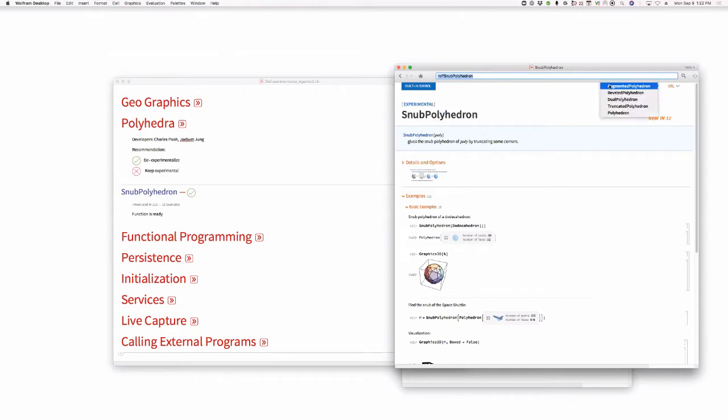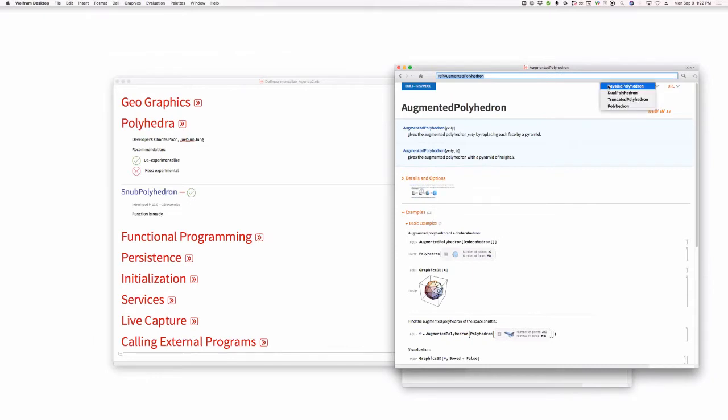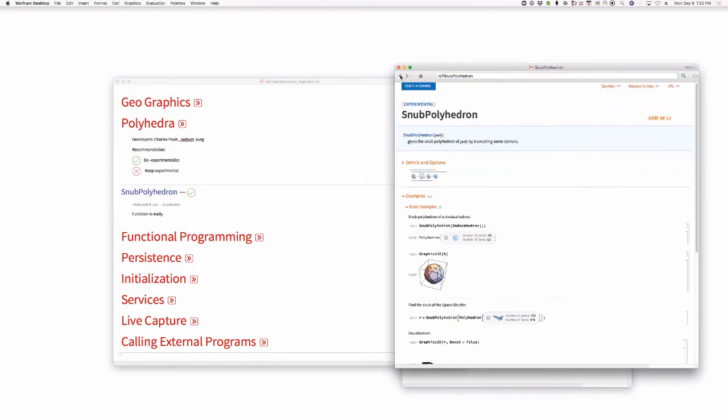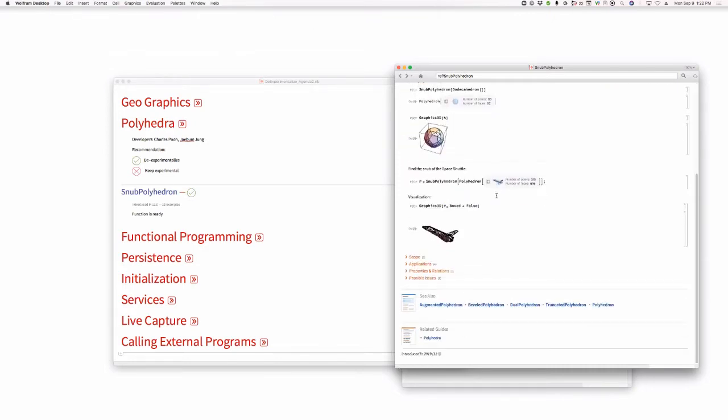What about the other ones in the same family? Oh wow, why is that not experimental? And for some reason, augmented doesn't point to snub. It's been snubbed. The snub polyhedron has been snubbed. Never mind. Can somebody say why does augmented not point to snub, and why was snub experimental in the first place?